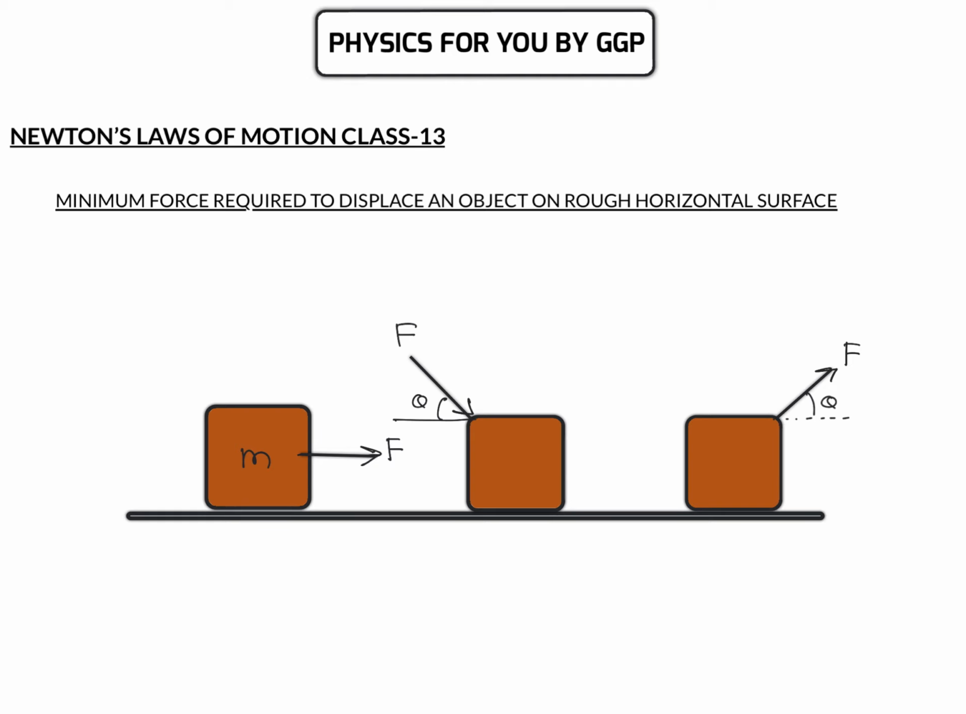So in the first situation, we can just write all the forces acting on the object. That is, the weight of this object, mg, is going to act in the downward direction. Normal reaction N is acting in the upward direction. In the second situation also we can write mg acting downward and normal reaction N acting upward. Here also mg is acting downward and normal reaction is acting upward.